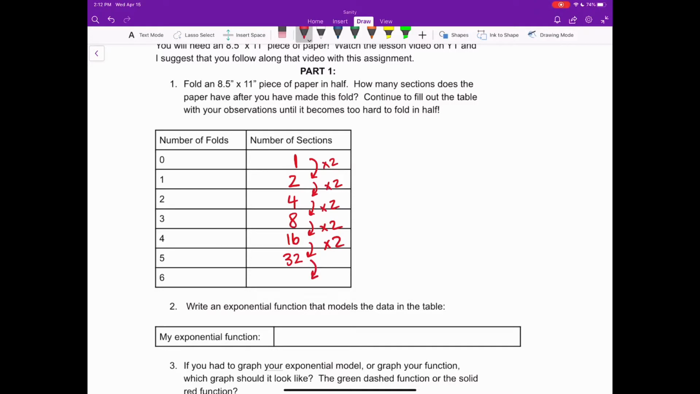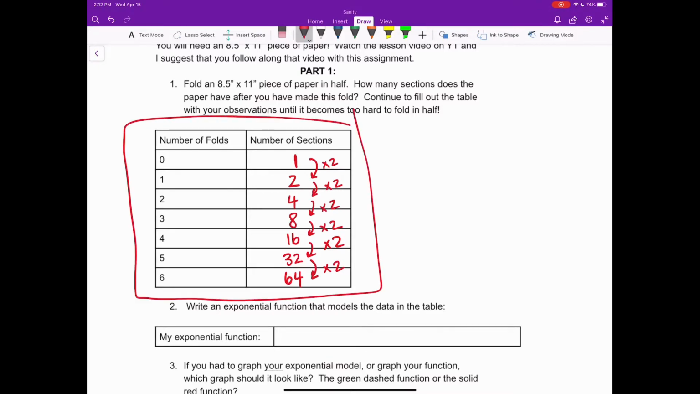So from 32 to get to the next one, after folding this in half 6 times, you should have, well, 32 times 2 is going to give you 64 sections. So that's how you fill out the table. And now I'm asking myself, can I write an exponential function that models this data right here?